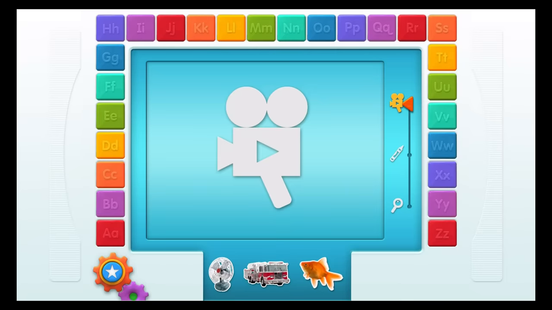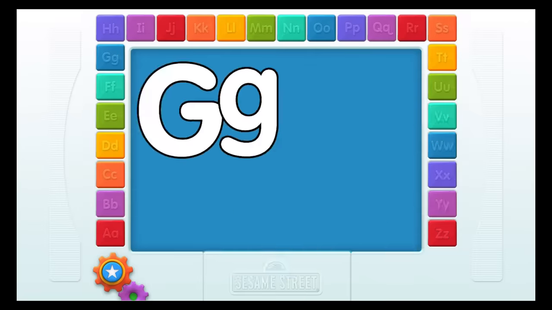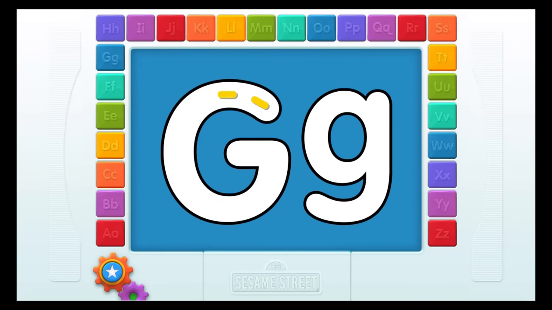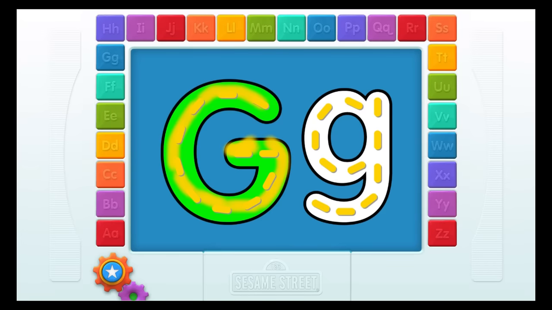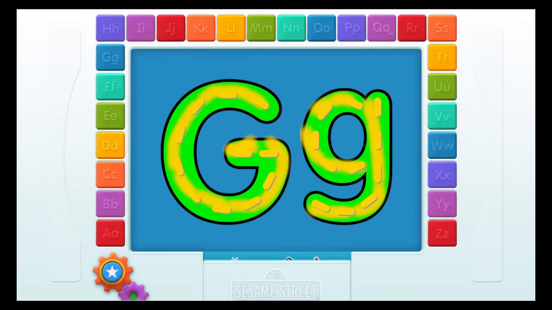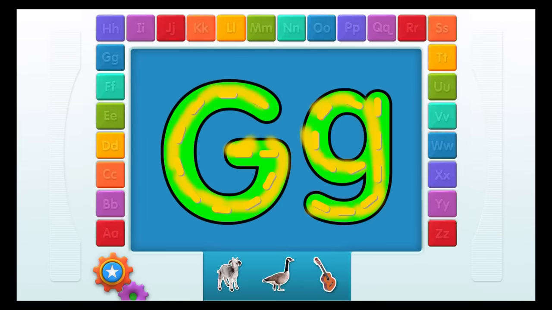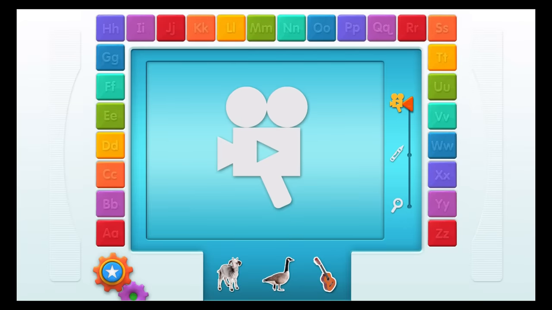Fish! Elmo loved that video! Gee! Elmo loves this letter! You know what to do! Just follow the yellow lines to make the letters! You drew a letter! Now, make the lowercase letter! These three things that start with your letter.